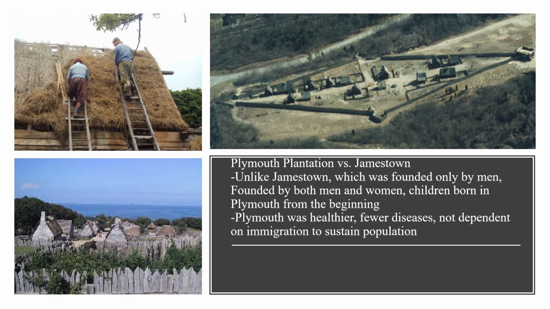Most of the colony's women and children spent the winter of 1620 aboard the Mayflower, where Peregrine White, the first pilgrim born in America, came into this world. This was a major difference between the Plymouth and Jamestown colony. The Jamestown colony was established with only male colonists, while Plymouth had female settlers from the beginning.